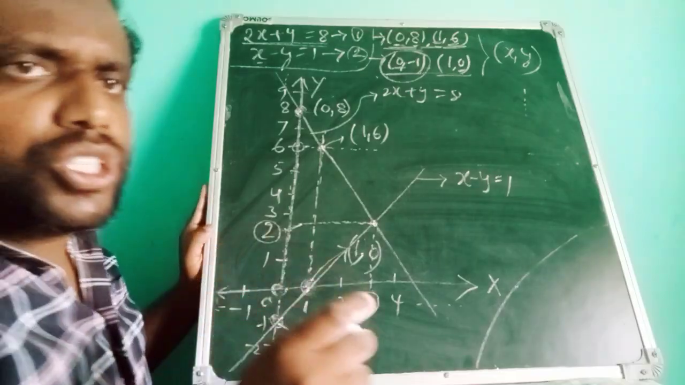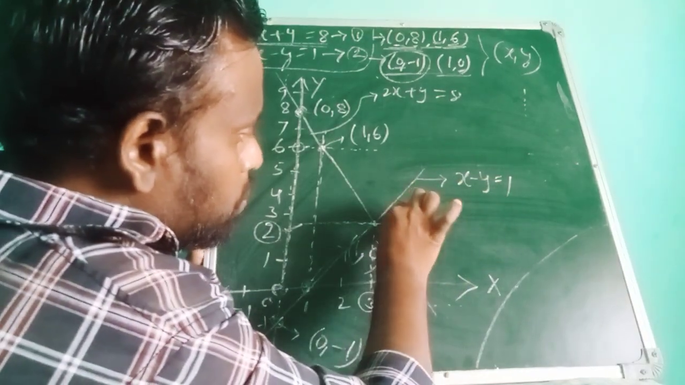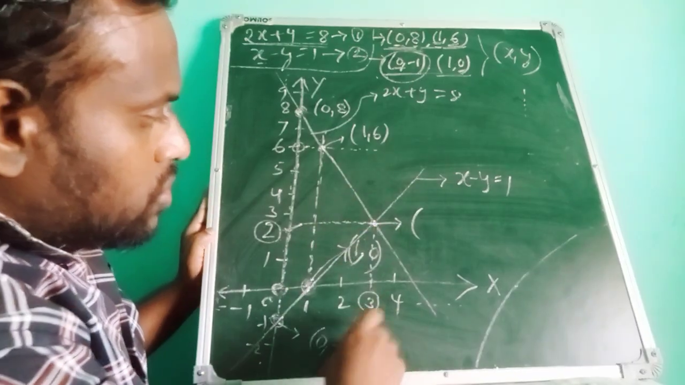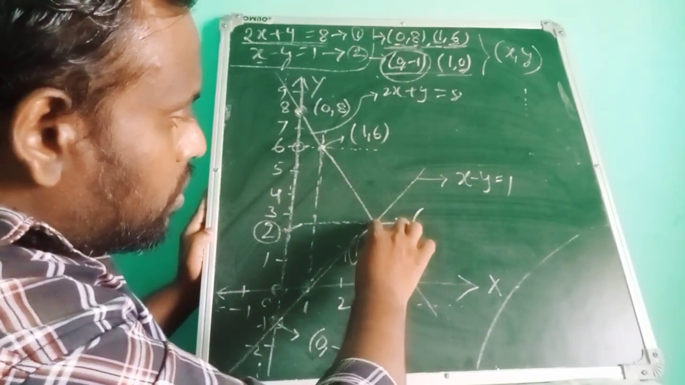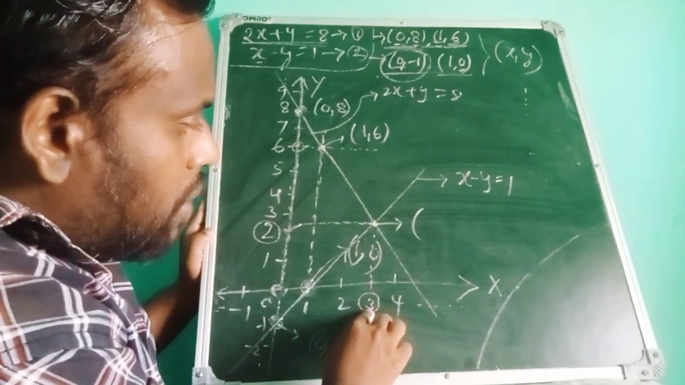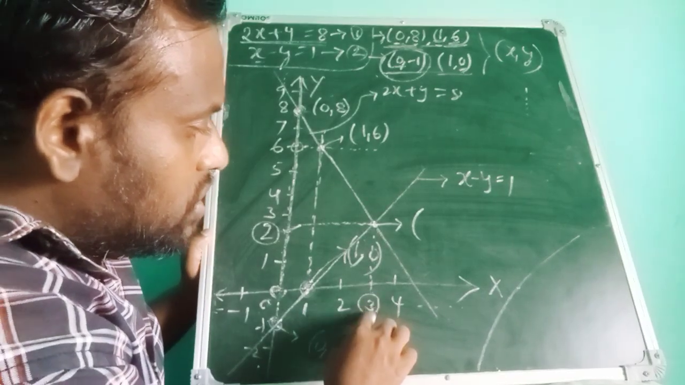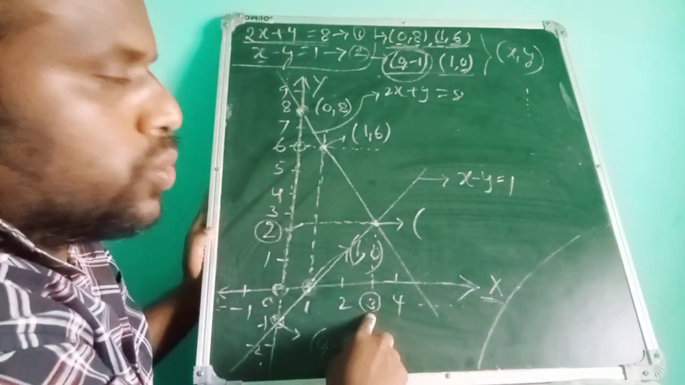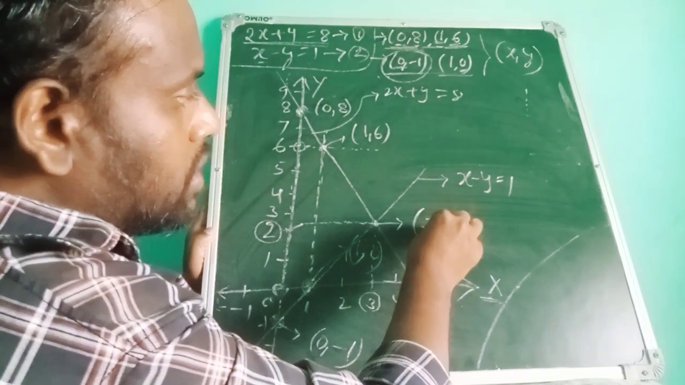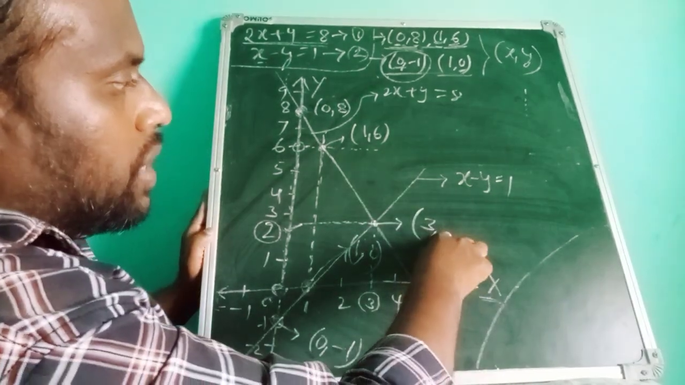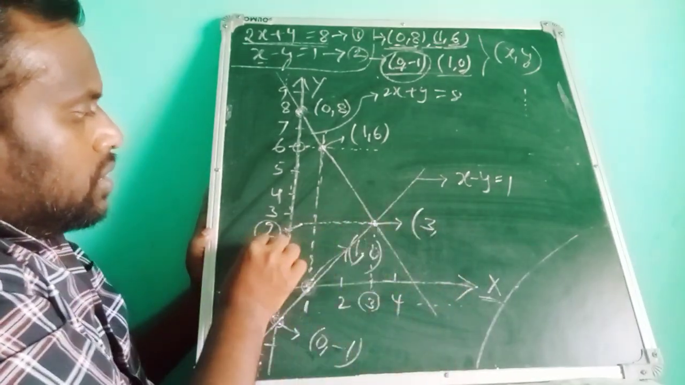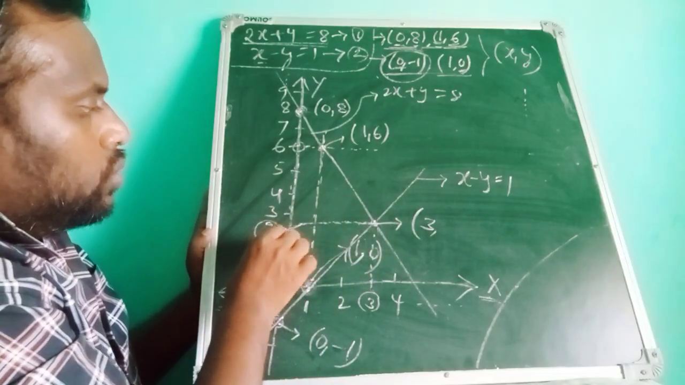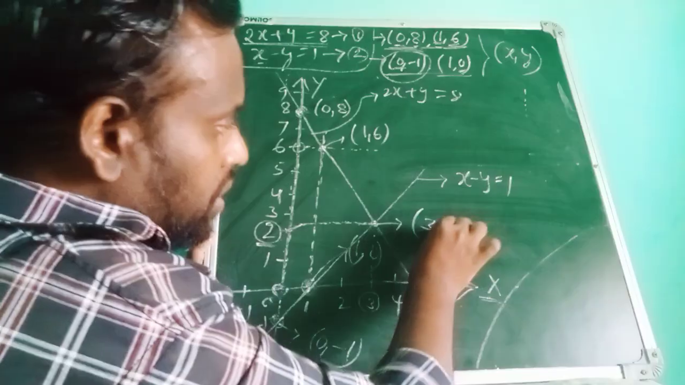Now what is the solution we have to write? So this point, to open the bracket, first the x value. When you draw the dotted line from here, we have reached 3. This 3 is on the x-axis, so x is equal to 3. First write x is equal to 3. Next we have to write the y value. Which value? This 2. When you draw the dotted line, it will go to 2. So y is equal to 2, you have to write here.